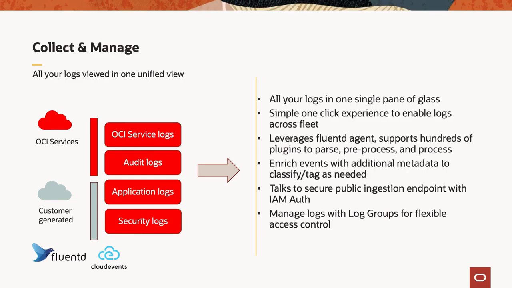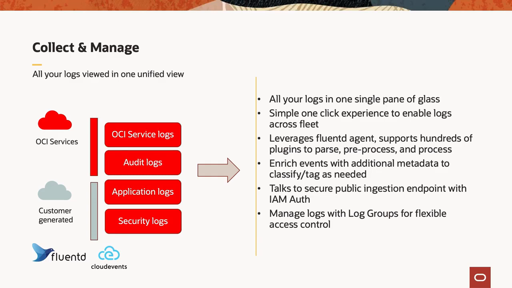All of the application logs that are ingested in the system are leveraging FluentD behind the scenes. So what that means is you get support for all of the open source plugins and the ability to pre-process, enrich, classify, and tag your data however you want. If there's a plugin that you don't see exist, you can go ahead and build it yourself as well. There's a robust framework to define your own parsers and define your own ways to pre-process your data.